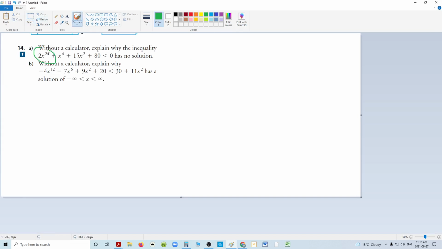Now, other than 0, so let's take 0. When this is 0, it's clear the remainder is 80, and 80 is not below 0. When this is 1, it's clear it's 2 plus 1 plus 15. They're all pluses, so it's going to be 80.